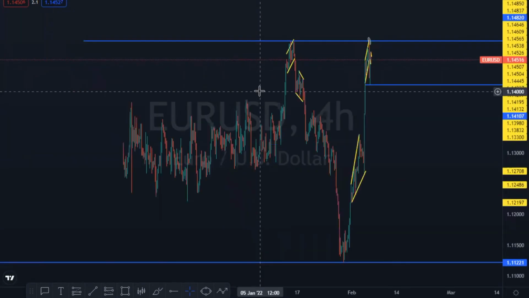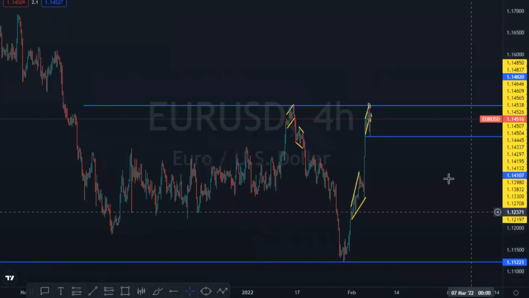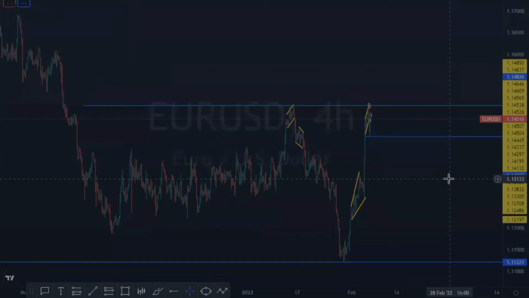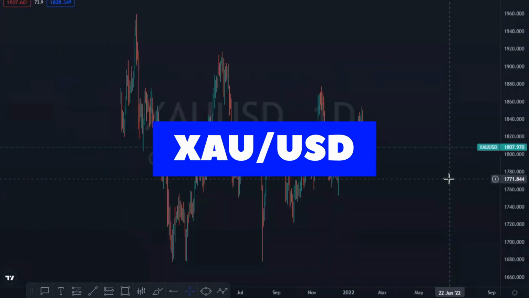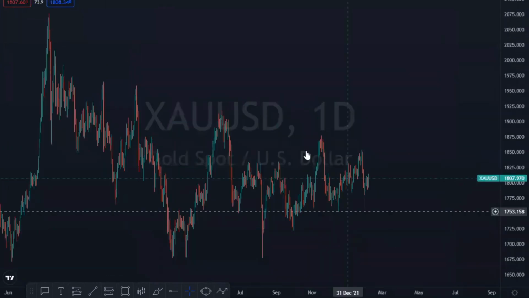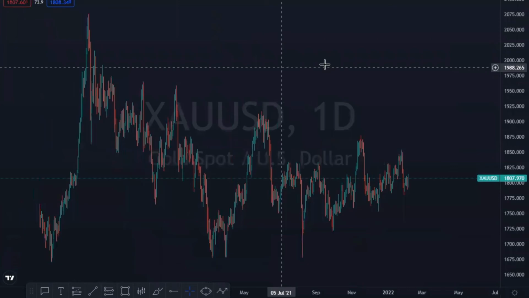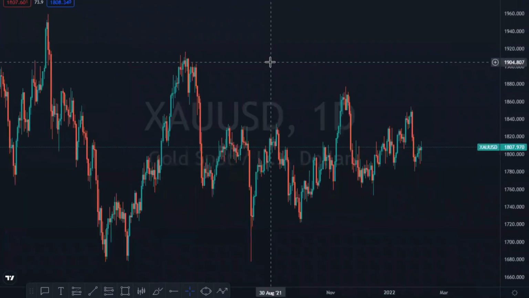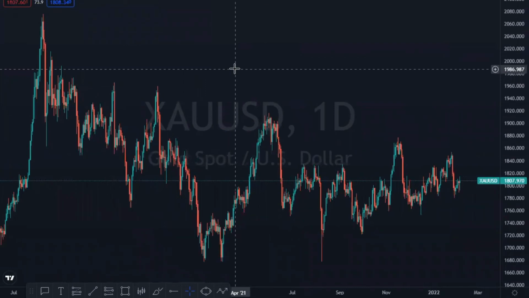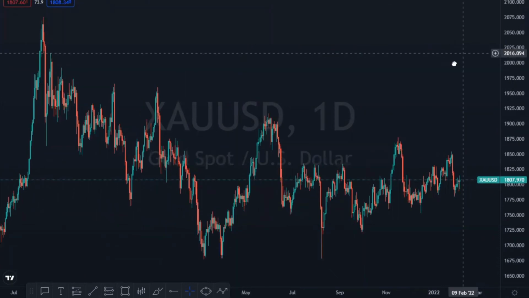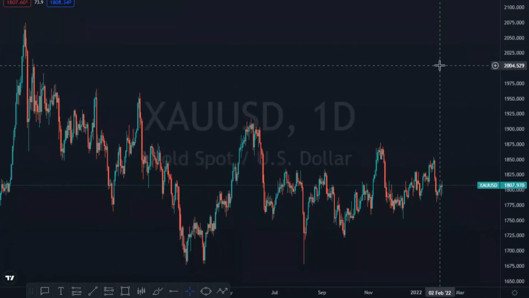So moving down to the last pair, which is gold. Again, we start from a higher time frame, going down to a smaller time frame. The reason why we start from a higher time frame is because we want to see the overall direction, guys. We don't want to be caught on the wrong side. So if you are analyzing with me right now, make sure that you follow.